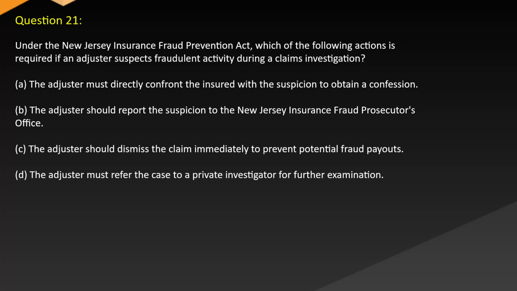Question 21. Under the New Jersey Insurance Fraud Prevention Act, which of the following actions is required if an adjuster suspects fraudulent activity during a claims investigation? A. The adjuster must directly confront the insured with the suspicion to obtain a confession. B. The adjuster should report the suspicion to the New Jersey Insurance Fraud Prosecutor's Office. C. The adjuster should dismiss the claim immediately to prevent potential fraud payouts. D. The adjuster must refer the case to a private investigator for further examination.